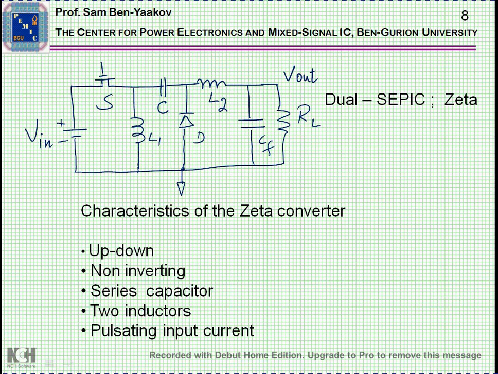On the other hand, in the dual SEPIC, or Zeta that we have just discussed, since the inductor here is in series with the output, while here the parallel inductor is in the input, we are going to have the same characteristic. It's up-down, non-inverting, series capacitor, two inductors, but now the pulsating current is at the input and not at the output.